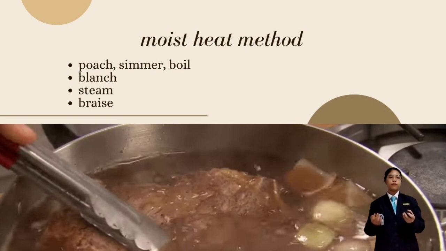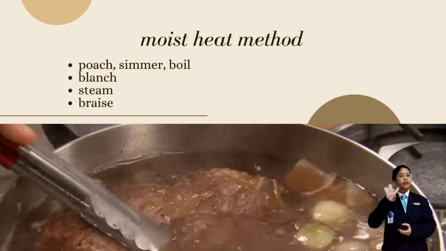So what are the types of moist heat method? There are 4 types of moist heat method. The first one is poach, simmer and boil. The second one is blanch. The third one is steam. The last one is braise.